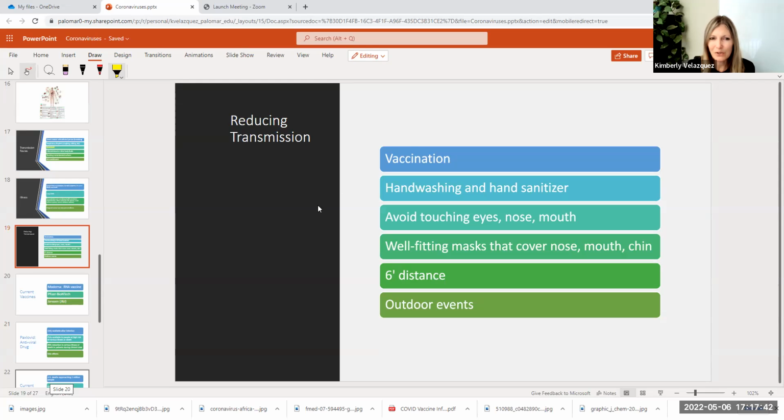Number one way to reduce transmission is vaccination. Hand washing, don't touch your eyes, nose, mouth, wear a well-fitting mask that covers your nose, your mouth, and your chin. Not a cloth mask that's loose on your face, but a tight fitting mask. Let's talk about masks for a second.